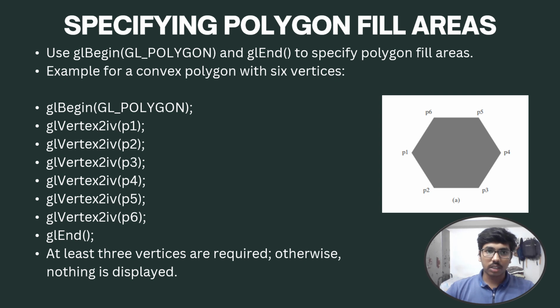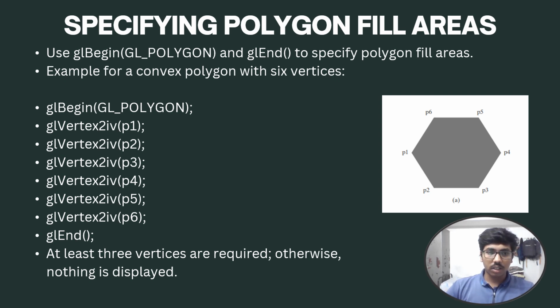Specifying polygon fill areas: use glBegin and GL_POLYGON. We use GL_POLYGON for creating polygons, where the minimum number of vertices is three and the maximum can be anything. So we'll start with glBegin, with GL_POLYGON in brackets, and glEnd to specify the polygon fill areas. An example for a convex polygon with six vertices is shown below.